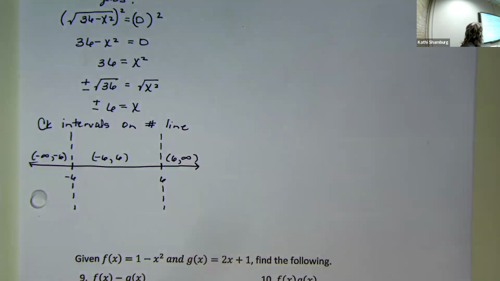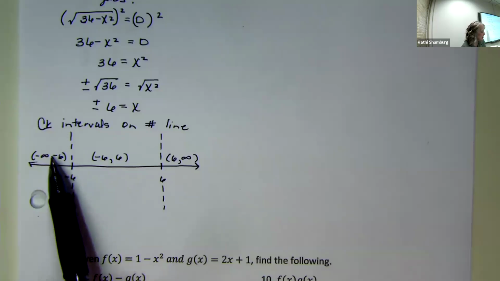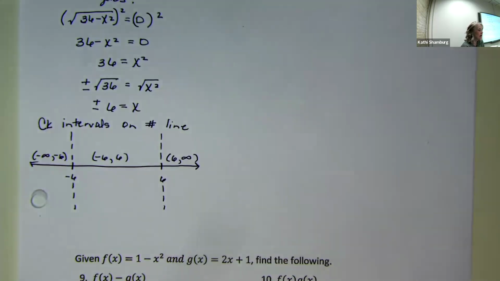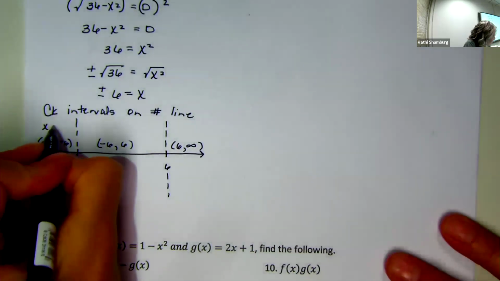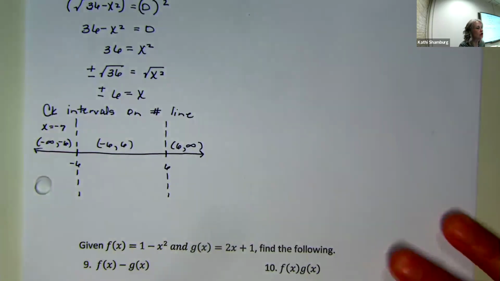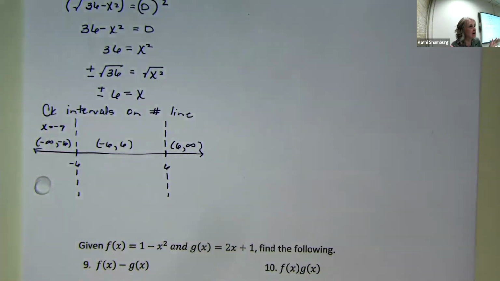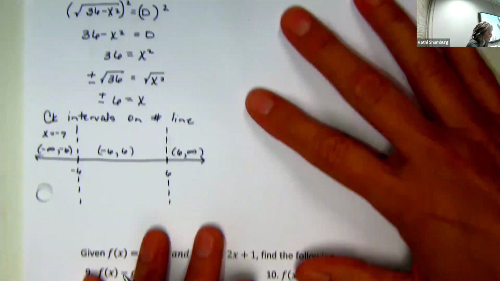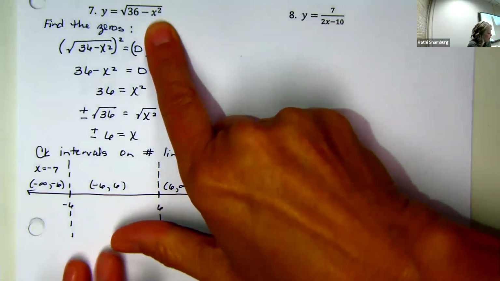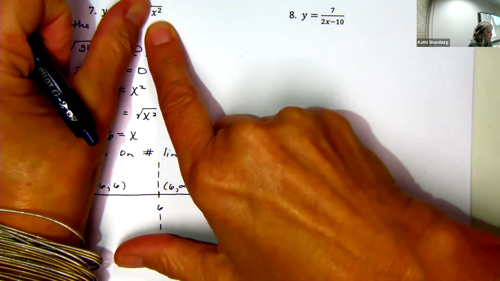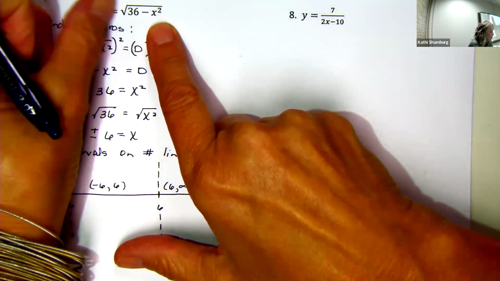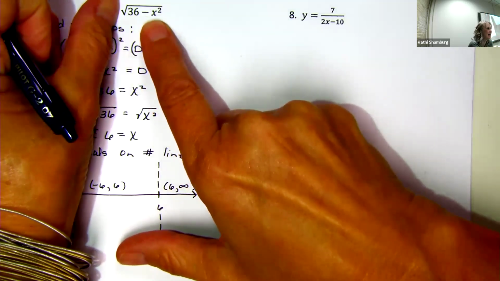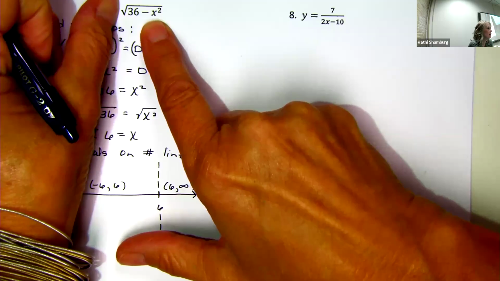So what we're going to do is choose a value within each interval to determine if that value works. All right, so I'm just going to choose x equals -7. You could have chosen -8. You could have chosen -1,000, just as long as it's in the interval. I'm going to put -7 up here. So we know -7 squared is what? 49. Okay, so now we have 36 minus 49, which gives us a what?